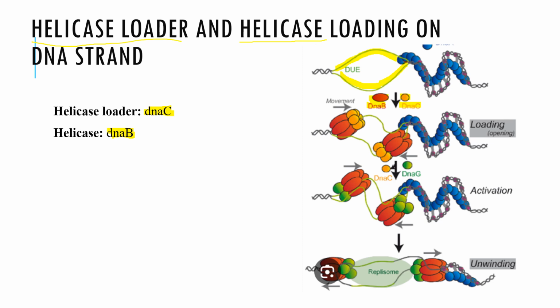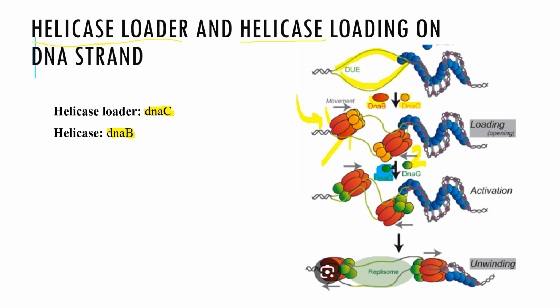As you can see in this step, the helicase has been loaded on both of the single strands. This is one single strand and this is another single strand. So the DNA helicase has been loaded on the DNA strand with the help of the helicase loader. The function of the helicase loader is only to load helicase on the DNA strand. After performing its function, as you can see in the next step, the helicase loader has left the DNA strand.